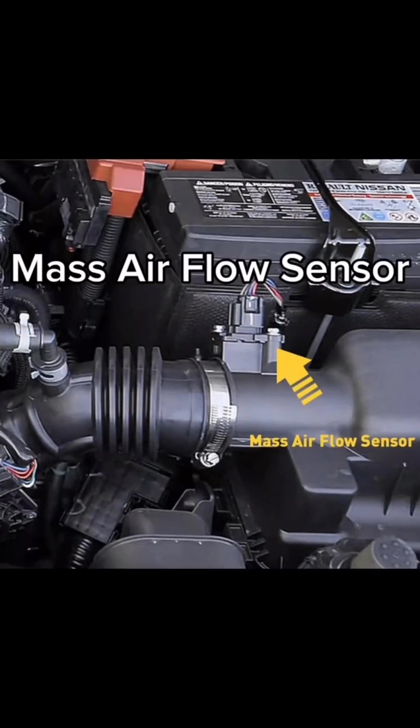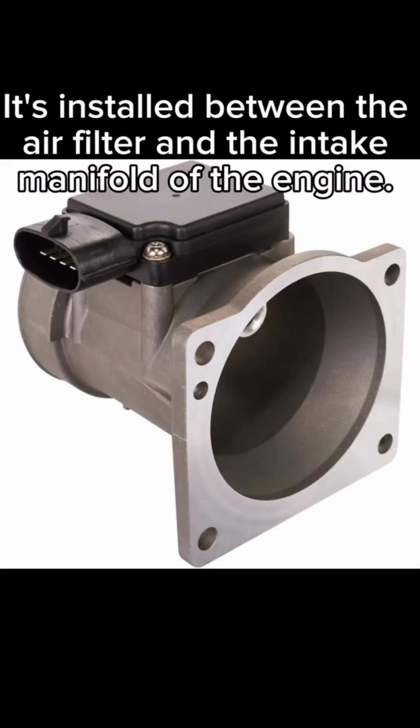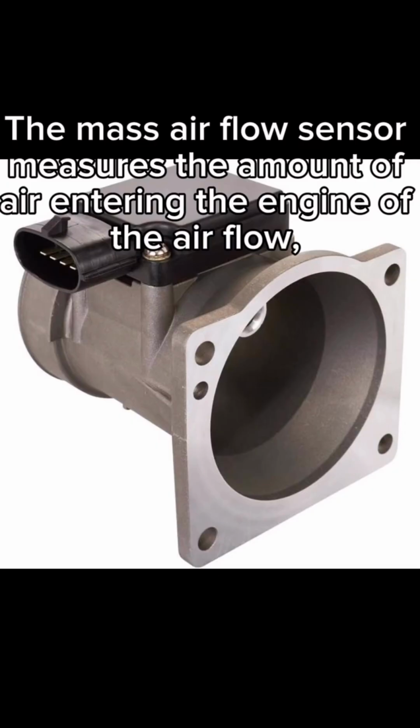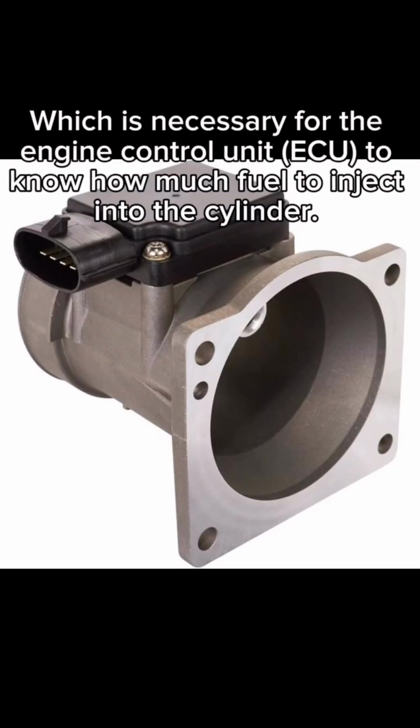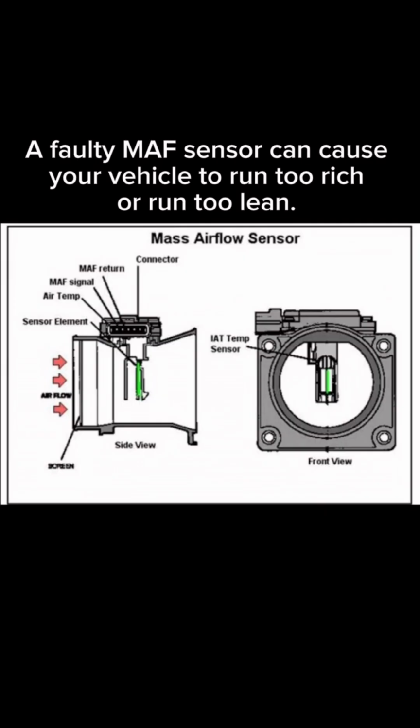Mass airflow sensor. A mass airflow sensor is one of the key components of an electronic fuel injection system in your car. It's installed between the air filter and the intake manifold of the engine. The mass airflow sensor measures the amount of air entering the engine, which is necessary for the engine control unit, ECU, to know how much fuel to inject into the cylinder. A faulty MAF sensor can cause your vehicle to run too rich or too lean.